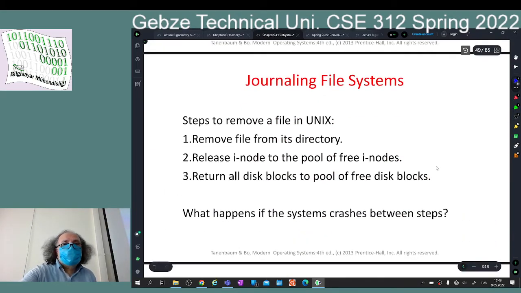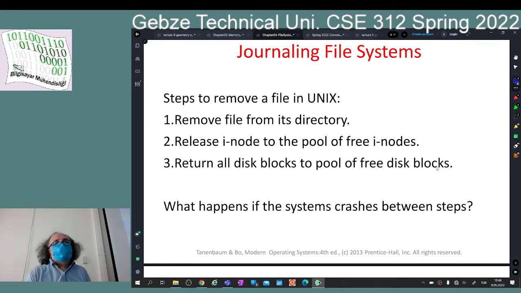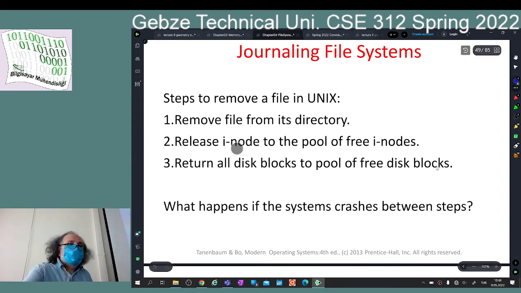Let's look at this example. This is how you remove a file in Unix. Remember, files are pointed to in their directories. So I remove the file from the directory. I am not done. That file has lots of inodes, so I need to release all those inodes to the free inodes list. And then by scanning those inodes, I need to return all the disk blocks to the pool of free disk blocks. This looks nice, but it's going to take some time to execute all of this.